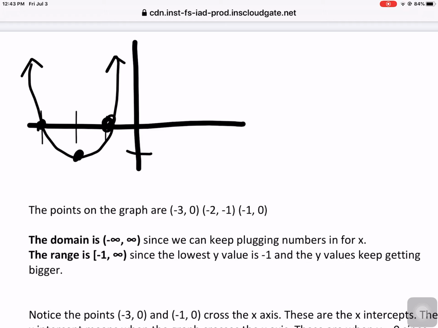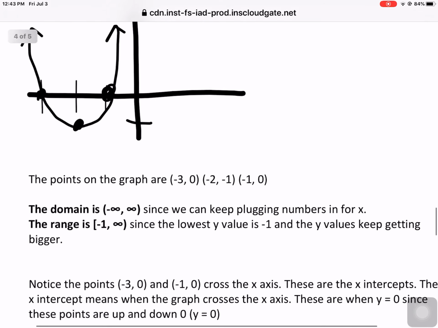The domain is negative infinity to infinity, since we can keep plugging in numbers for x. The range is bracket negative 1 comma infinity, since the lowest y value is negative 1 and the y values keep getting bigger. Okay, domain means x. With parabolas, you can always plug in any number, but the range will be different depending on where the vertex is.